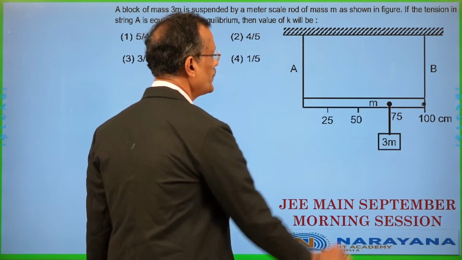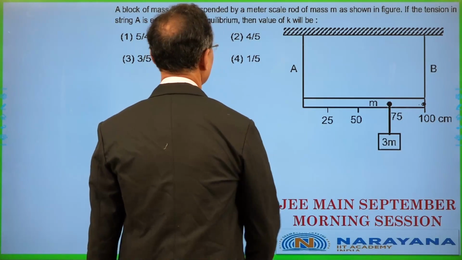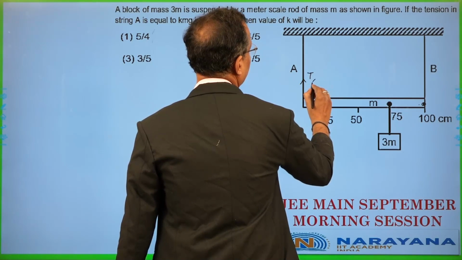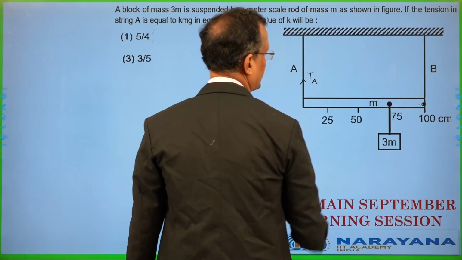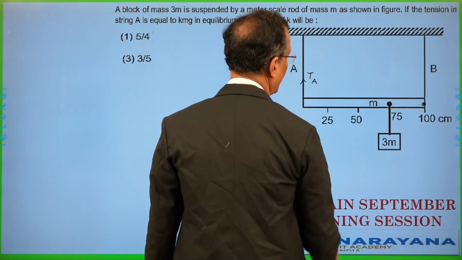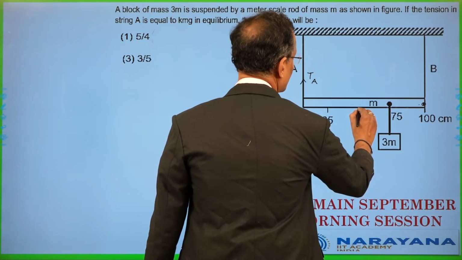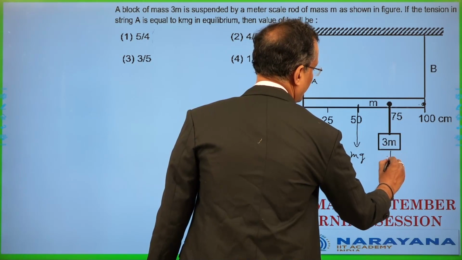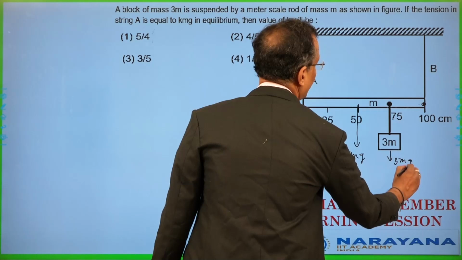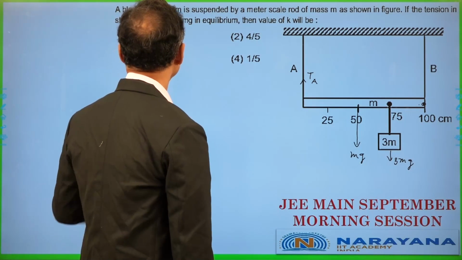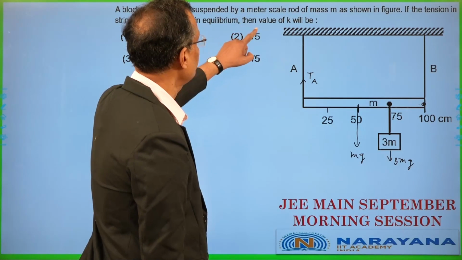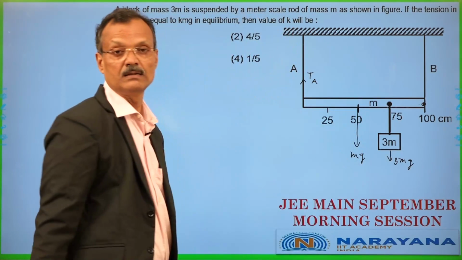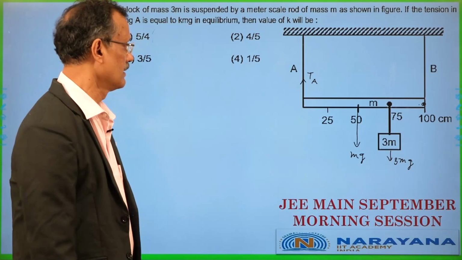Clear? If you take torque about this point, then what will happen? You check, in this I am taking TA, here is 3mg, and its mass is m. So here one force acting is mg, and here the force acting is 3mg. Clear to you? Mass 3m is suspended by a meter scale rod of mass m, because its center of mass is at the middle. So mg will act at the middle.